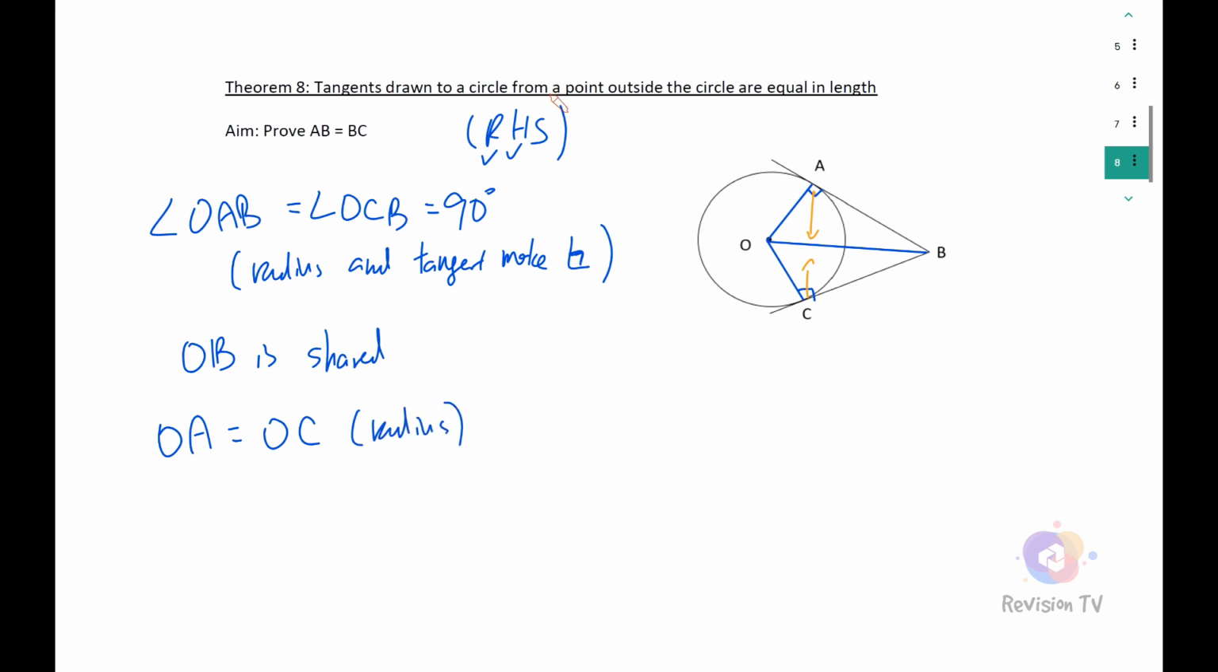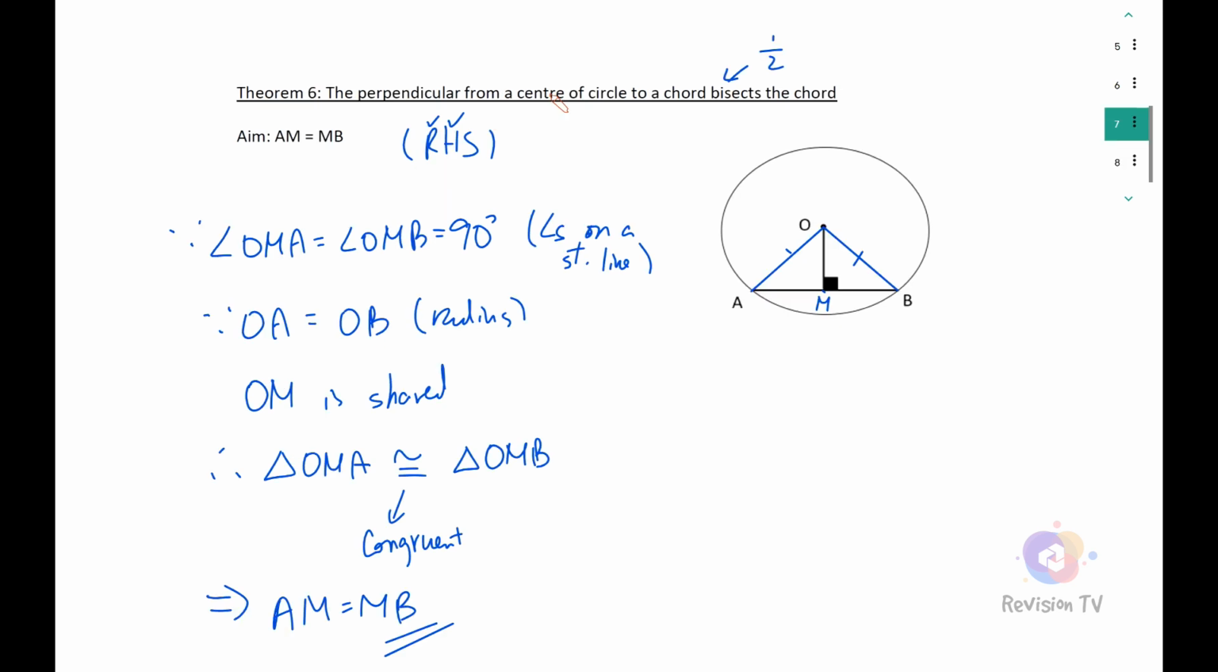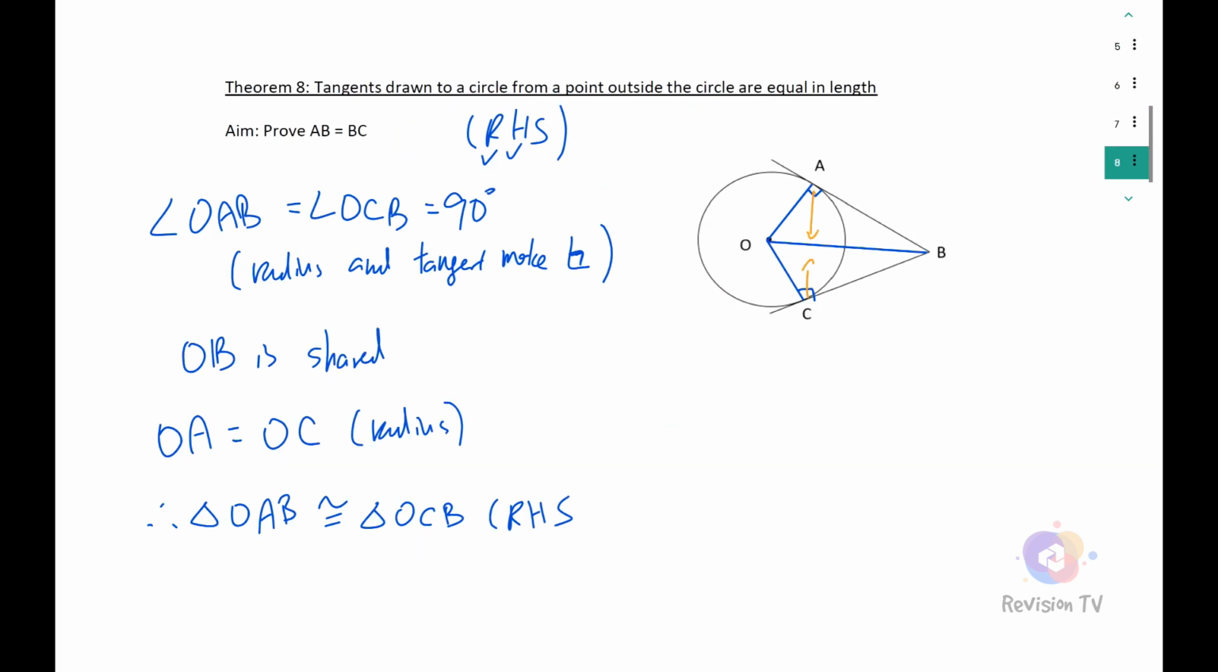So therefore, triangle OAB is congruent to triangle OCB, and the reason is RHS. I did not provide the reason for the last one, I should put RHS in there. Sorry. So if they're RHS congruent, therefore the length AB equals BC. And that's the answer. Okay, that's the proof.